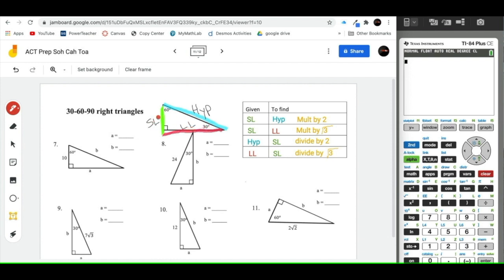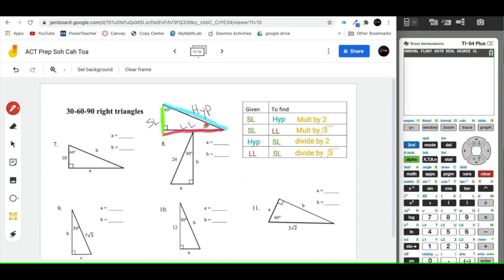Well, the short leg has to be across from the 30-degree angle because the smallest side in a triangle is always across from the smallest angle. And this 60 degrees is called the long leg because it's across from that and it's longer. It's a bigger angle. But remember, the longest side is still the hypotenuse. But these are the legs, so this is the short leg and the long leg.